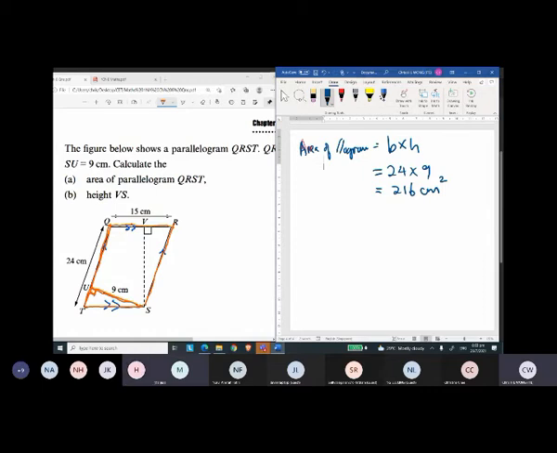Sometimes when they ask you to find the area first, you must make use of that 216. Make use of A.